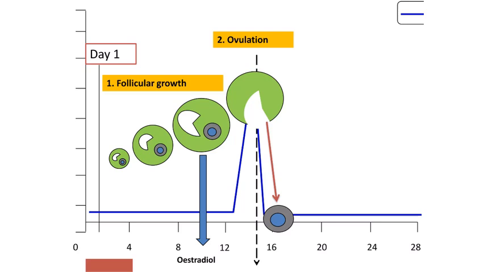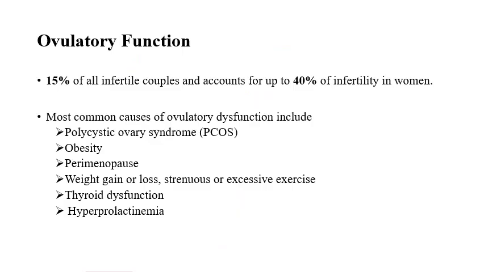I am Dr. Vijeta, and today I am going to discuss tests of ovulation, which is very important for the evaluation of the infertile couple, as ovulatory dysfunction contributes to 15% of all infertile couples and up to 40% of infertility in women. The most common causes of ovulatory dysfunction include polycystic ovarian disease, obesity, perimenopause, weight gain or weight loss, excessive exercise, thyroid function, and hyperprolactinemia.